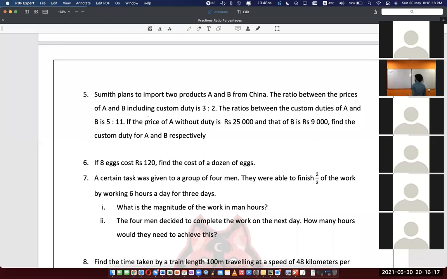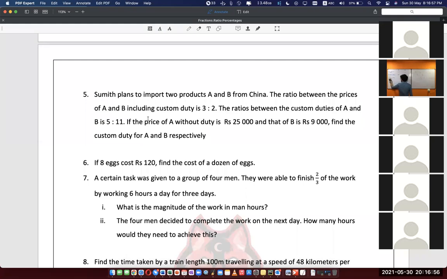3:2, right? Then the ratio between the custom duties of A and B is 5:11. The ratio between custom duties is going to be 5:11. Okay.